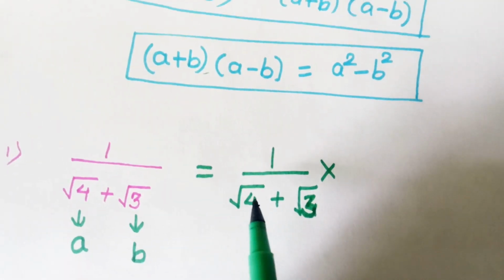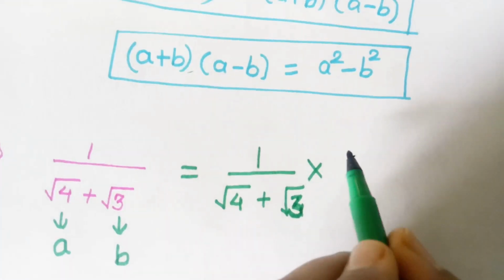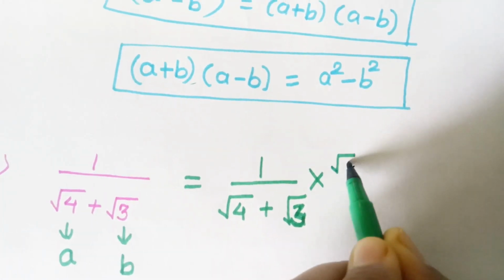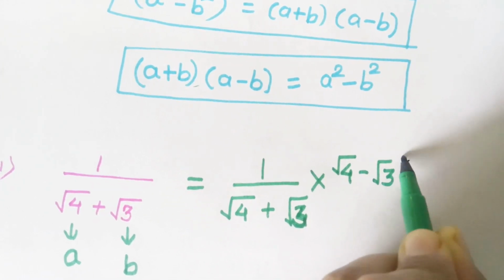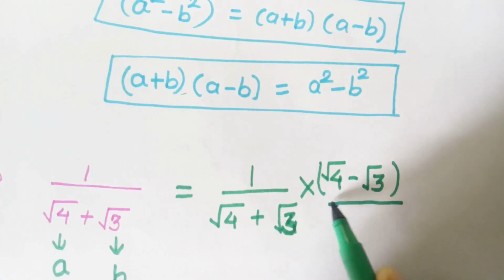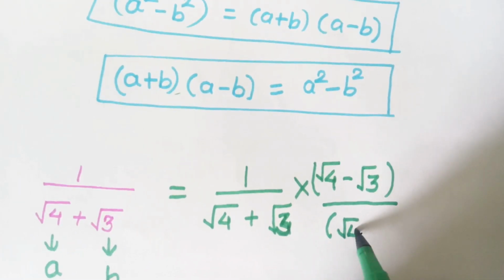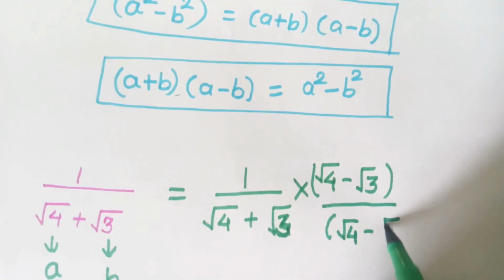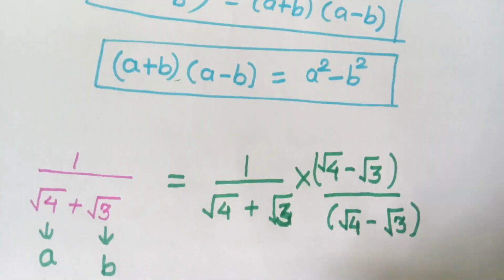Here the given term is a plus b and we want a minus b. So we multiply by under root of 4 minus under root of 3, that is a minus b, and if we multiply, then we have to divide by the same term because our question remains the same if we multiply and divide by the same term. So here we multiply and divide by a minus b.